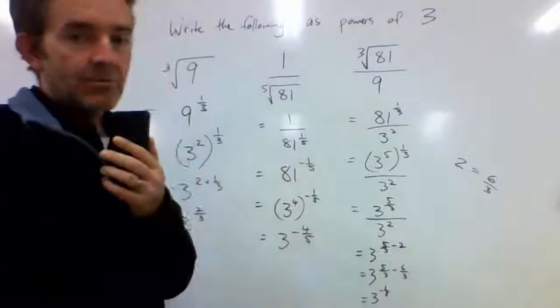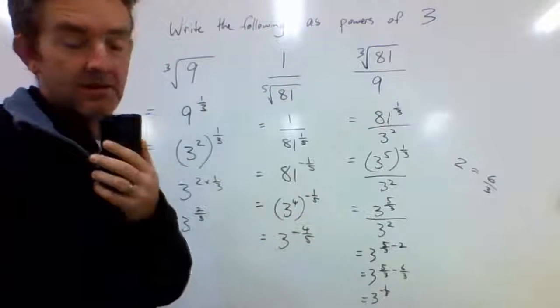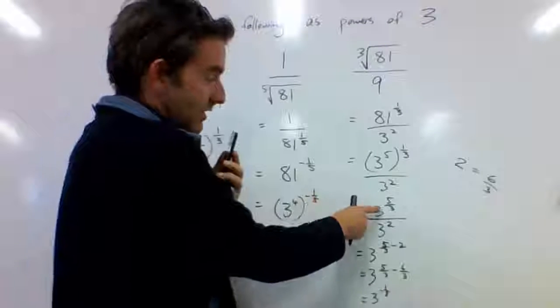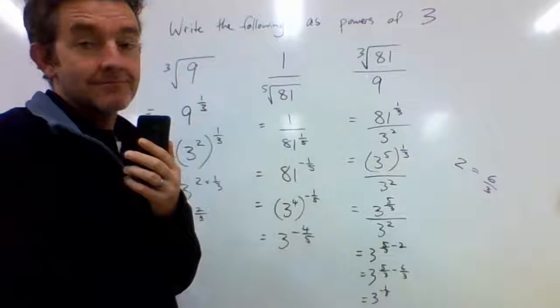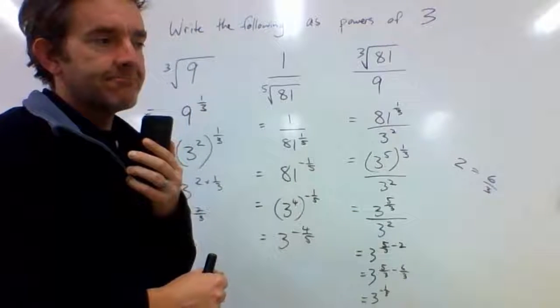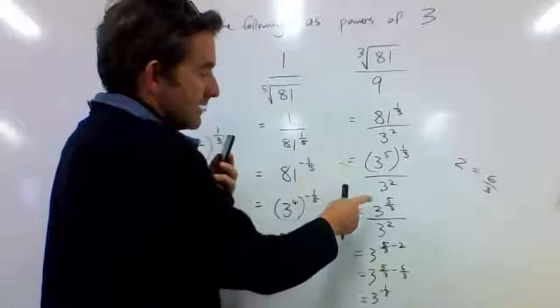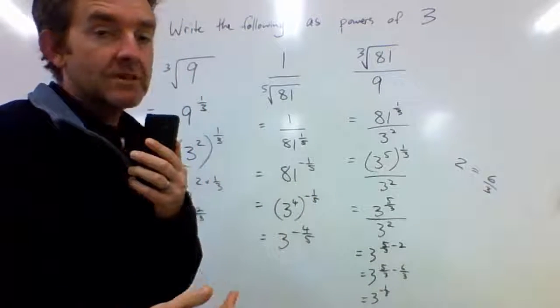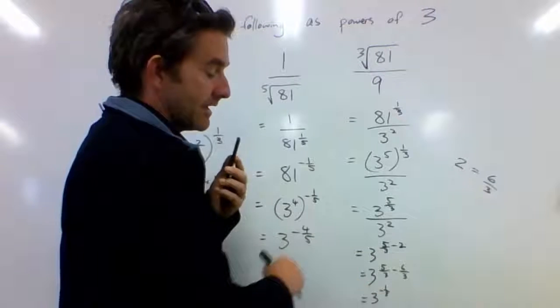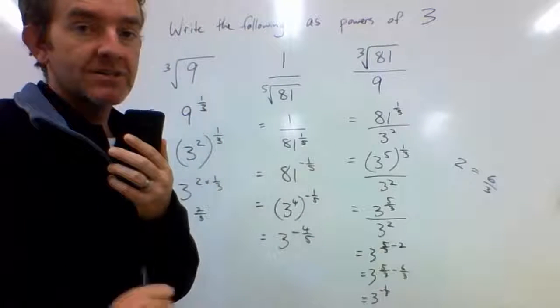So I might have belaboured the point a little bit there and put in lots of extra steps. You could probably get to here, and if you know what 2 is in thirds, you could probably just do that in your head anyway and get 3 to the power of negative 1/3. But just be careful with that.